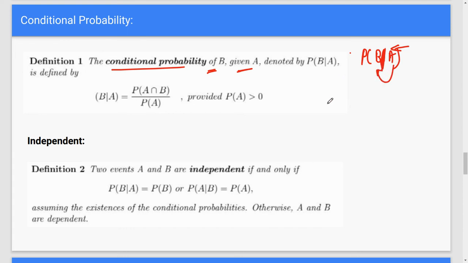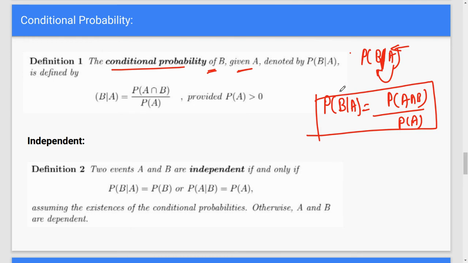So this probability of B given A is represented by the formula probability of A intersection B divided by probability of A. So it means, what is the probability of happening of B when A has already happened? Its formula is given by probability of A intersection B upon probability of A. It's a pure definition, it's nothing like I've made up the formula. So this is the definition of conditional probability. The simple thing: what is the probability of happening of B when A has already happened?